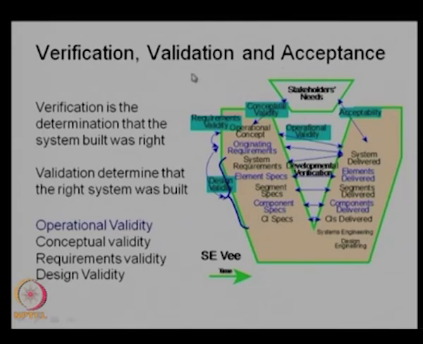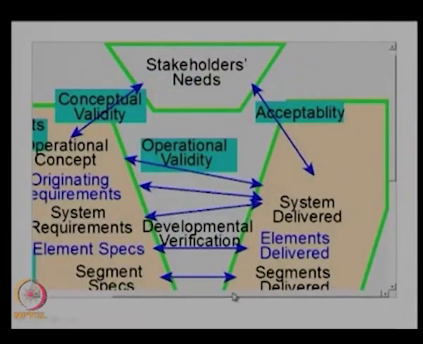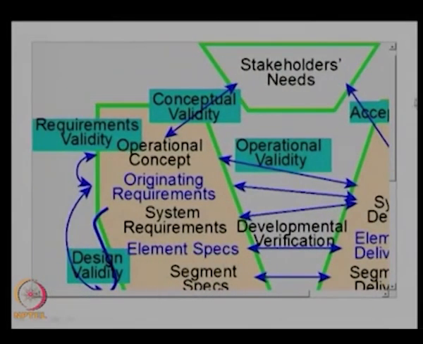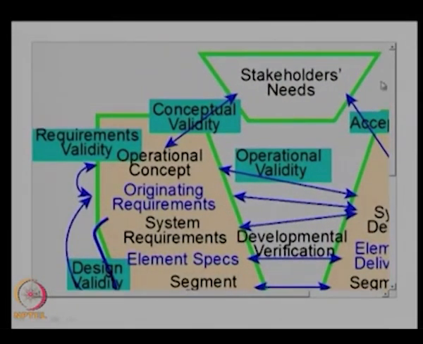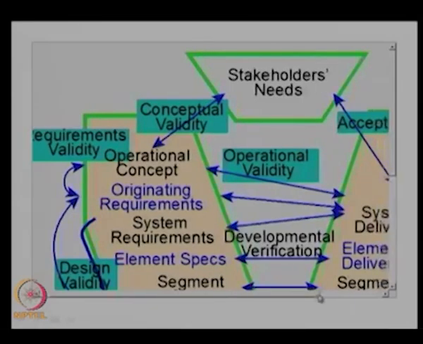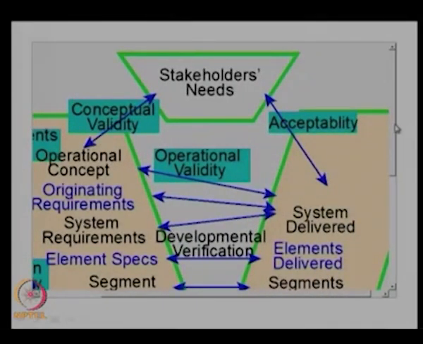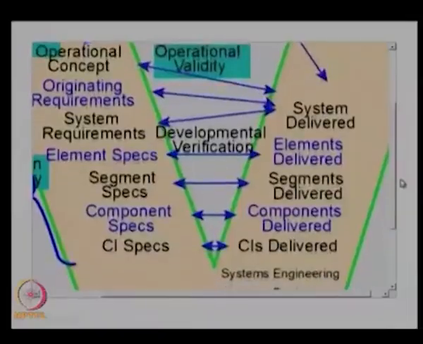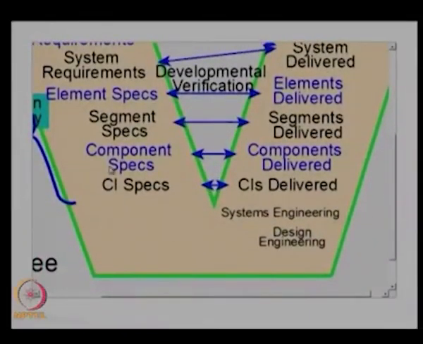As you can see here in this V diagram, we have to have different validities as well as the verification procedures. I will show you a better picture. Here you can see the different kinds of validities. This is the stakeholder requirement, and this is the overall V diagram for the system design. If you look, you can see the different processes involved in the system design. These are the system engineering activities, and here is the design engineering activity.